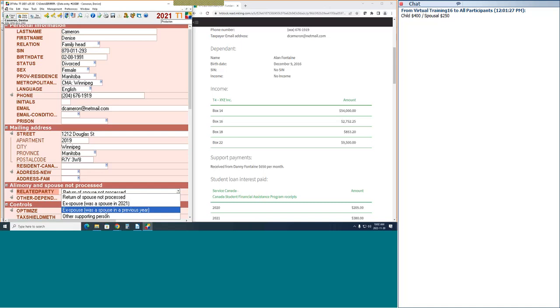That's going to be the definition for this. So that's who we're talking about here. We have Danny Fontaine. I'm going to need to enter his information. So Fontaine is going to go here. Danny is going to go here.